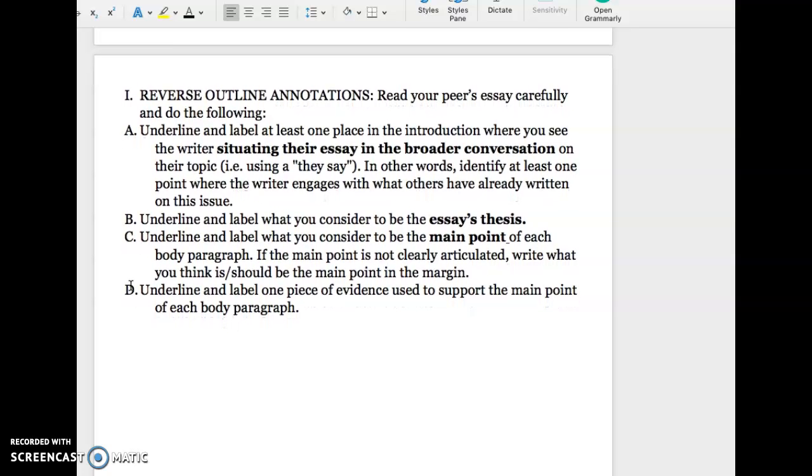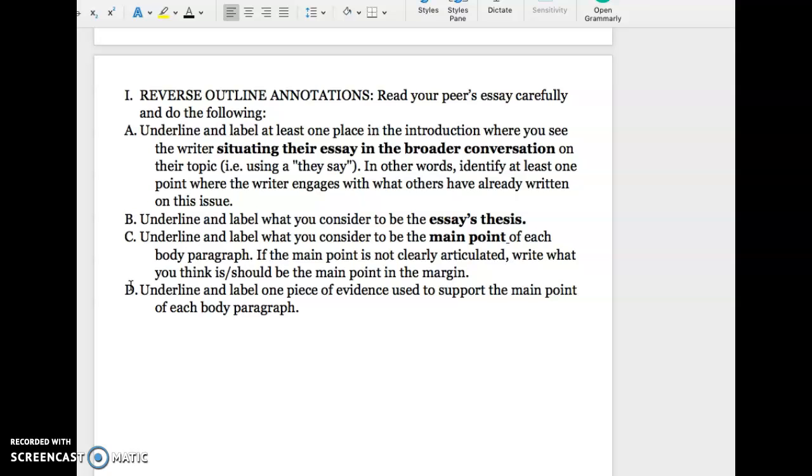First of all, you want to read your peer's letter carefully. And as you're reading, you want to underline and label at least one place in the introduction where you see the writer situating their essay in the broader conversation on their topic, i.e. using a they say. Then you want to be sure to underline the essay's thesis.